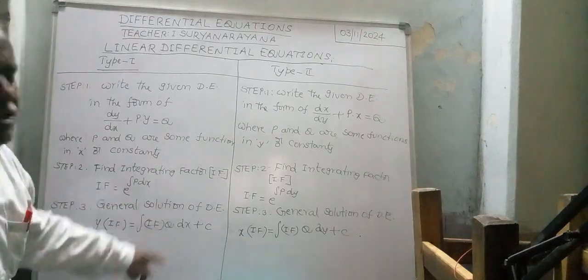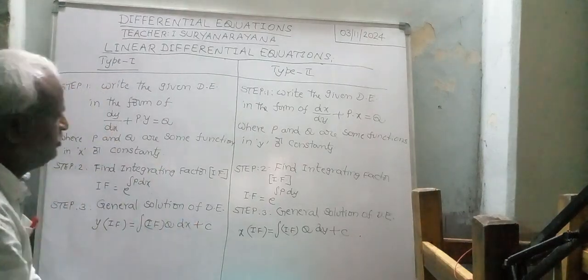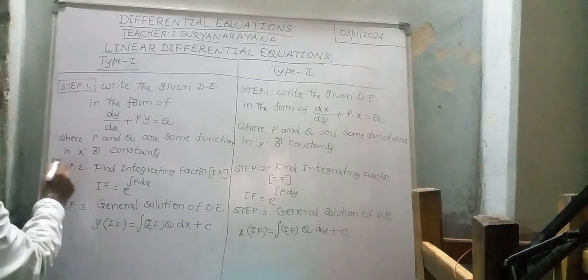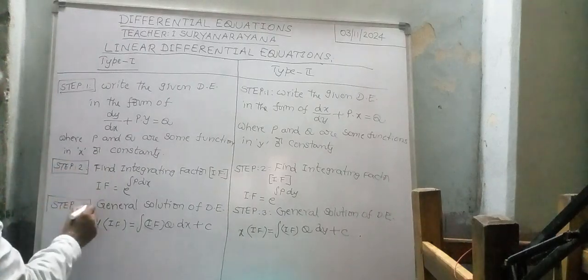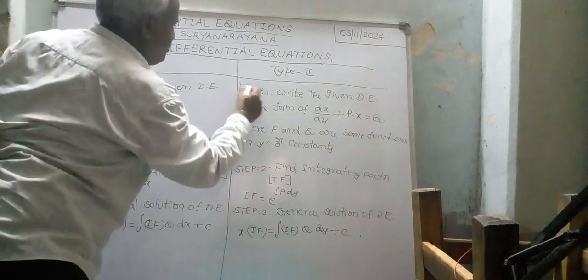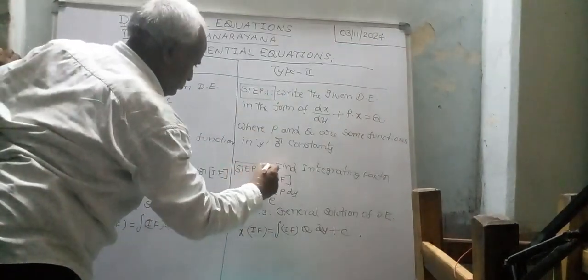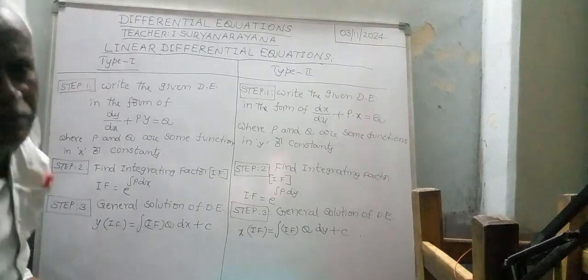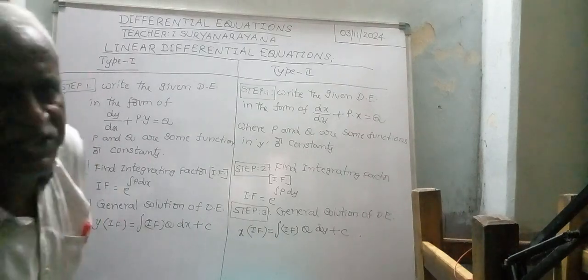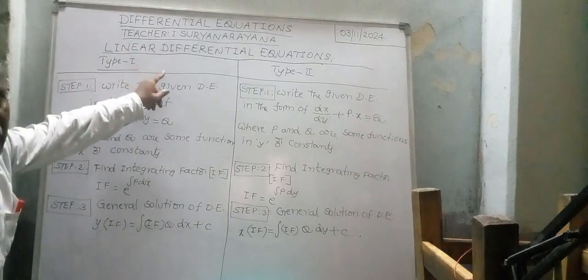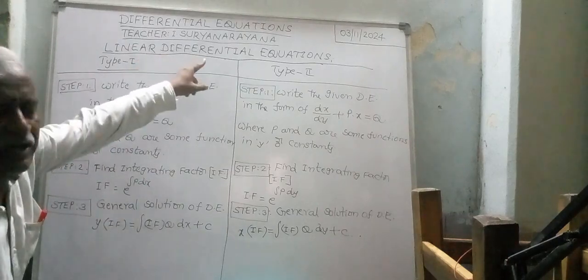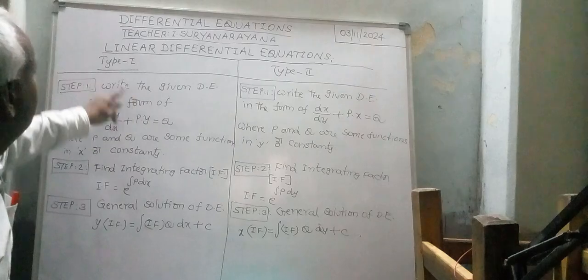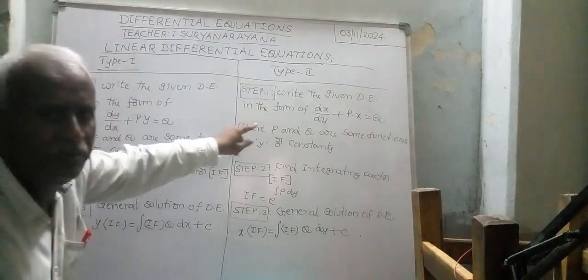So we follow these 3 steps to solve a linear differential equation of type 1 and type 2. You have to remember these 3 steps. That's all. Very simple concept. In this exercise, we are going to solve linear differential equations. There are only 2 types of linear differential equations. This is type 1 and this is type 2.